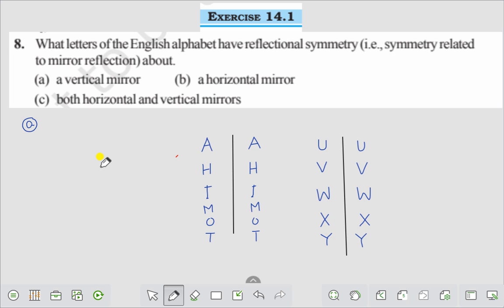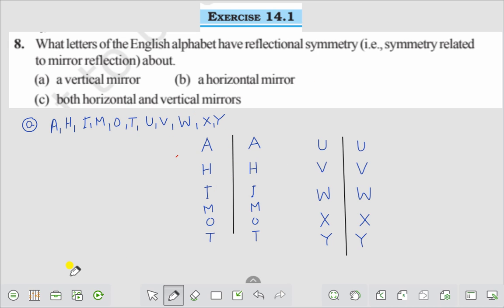This is for vertical mirrors, that is A. That means the letters are A, H, I, M, O, T, U, V, W, X, Y. These are reflection symmetry related to mirror reflection. This is for vertical mirror.